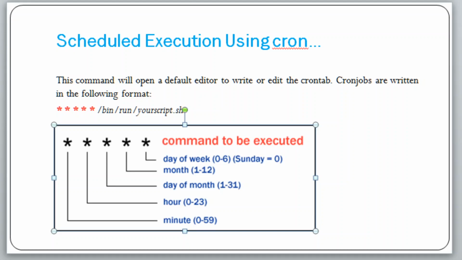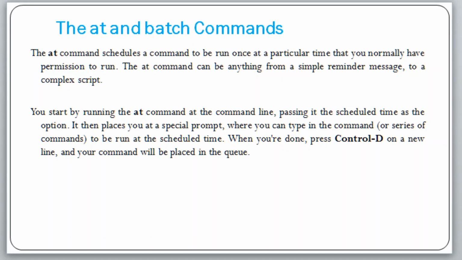Let's go back to our PowerPoint and check out the at command. The at command schedules a command to be run once at a particular time that you normally have permission to run. So at commands are only going to run one time. Cron jobs will run every single time for the date, time, and month that you specified. The at command can be anything from a simple reminder message to a complex script. You start by running the at command at the command line, passing it the scheduled time as the option. It then places you at a special prompt where you can type in the command, or a series of commands, to be run at your scheduled time. When you're done, press Control-D on a new line, and your command will be placed in the queue.